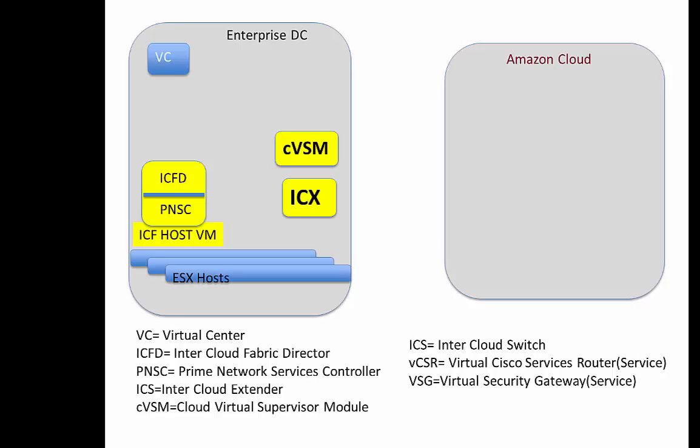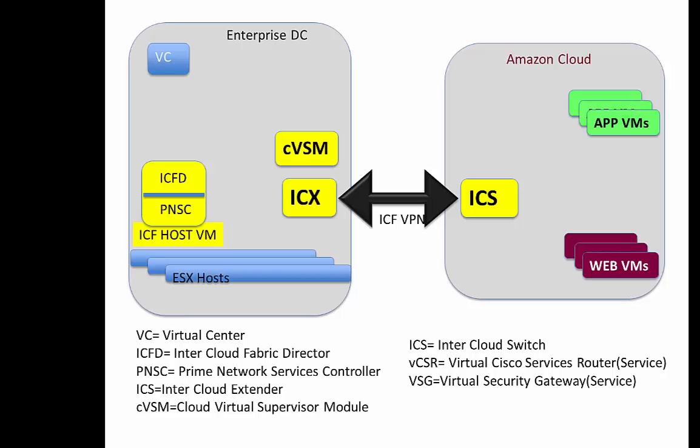Next stage is building the cloud link to Amazon and Azure. So you deploy an ICX at that stage. You create the VPN tunnel, which is SSL VPN, so that tunnel is SSL. There are different VPN algorithms you can choose, and then ICS on the other side. You deploy an intercloud switch, and after that you can deploy your apps from there to VMs from there.